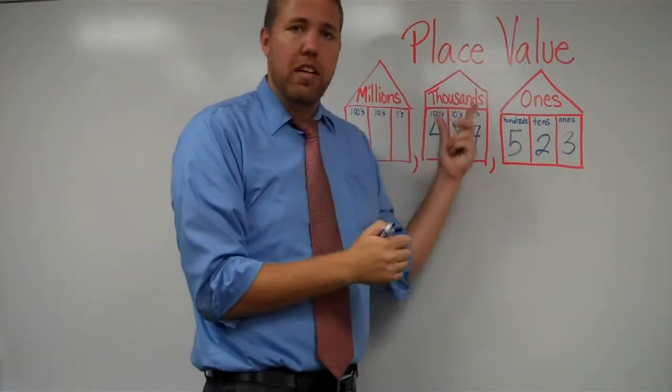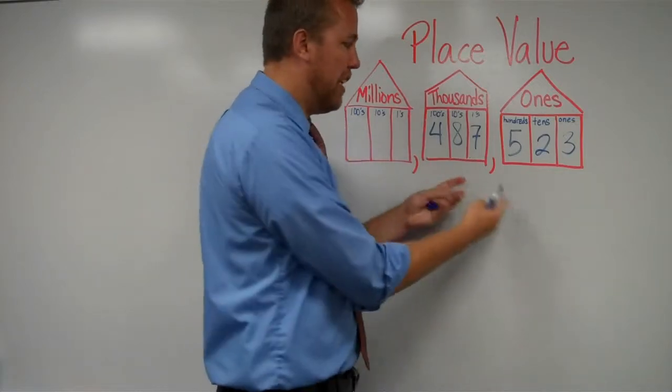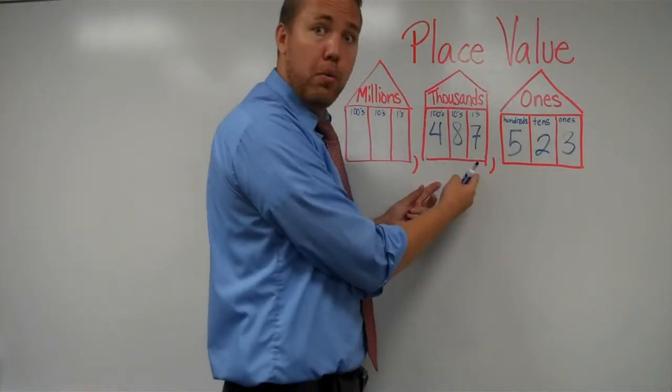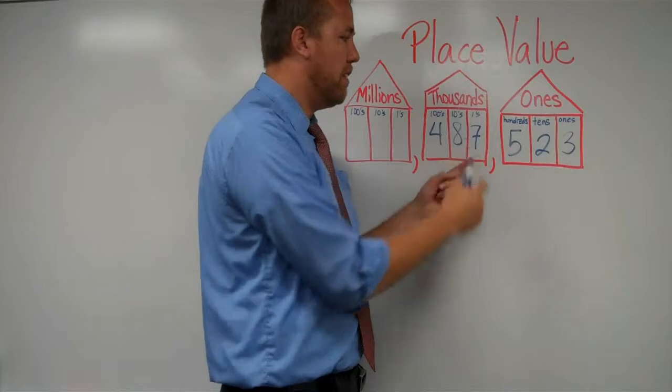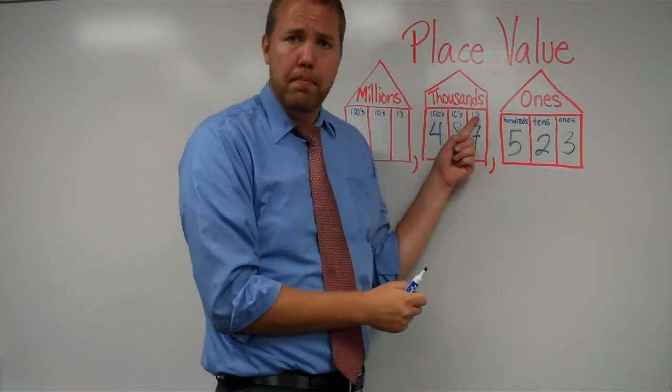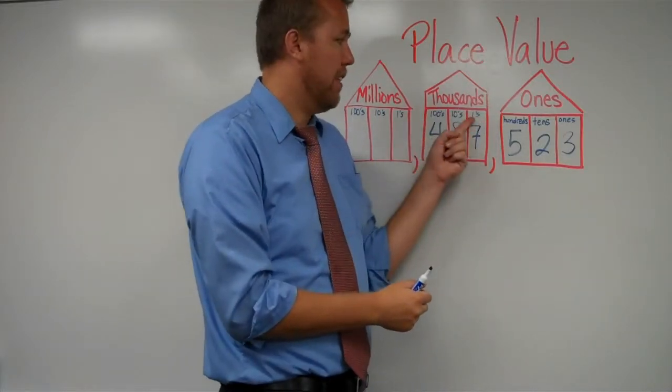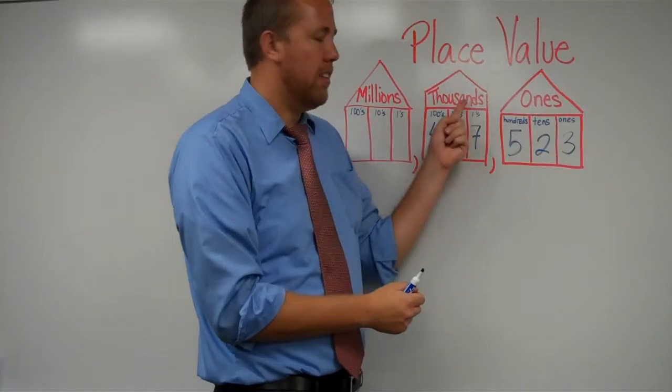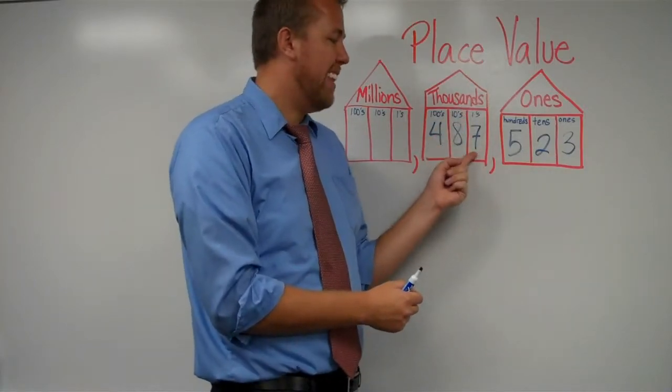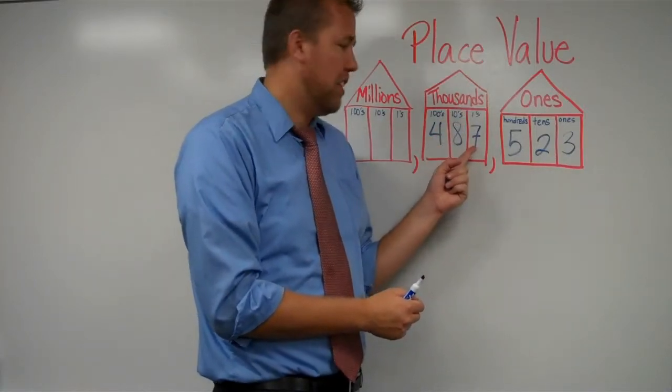Now, we're in the thousands house. We've moved on up a little bit. Just because they're here, they're worth a little bit more. So this 7, it's still in the one's room. Okay, it's the least of anybody in the thousands house. It's in the one's room of the thousands house, though. So 7,000 is what that number represents.